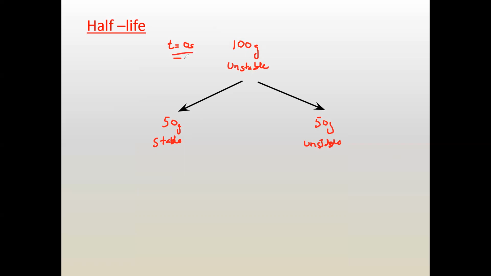So for example, at the beginning time was 0 seconds, and now, for example, time is 10 seconds. So what is the half-life? Half-life is the time taken by half of the radioactive sample to disintegrate. So 100 becomes 50 stable and 50 unstable. So this time interval, we call that a half-life.